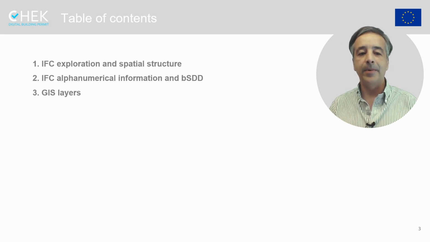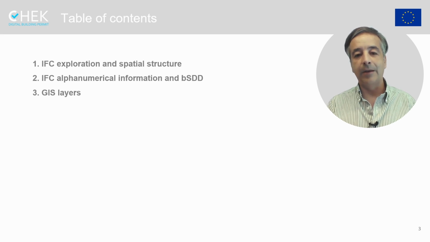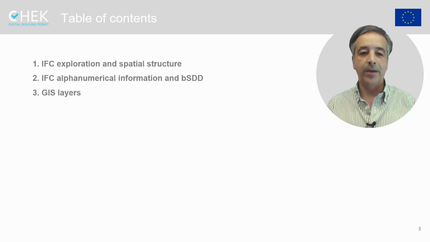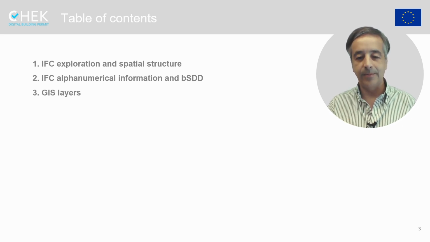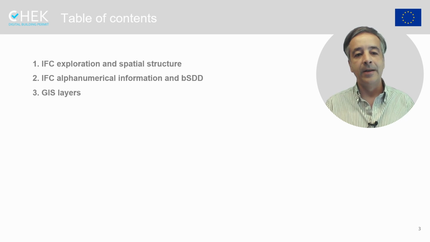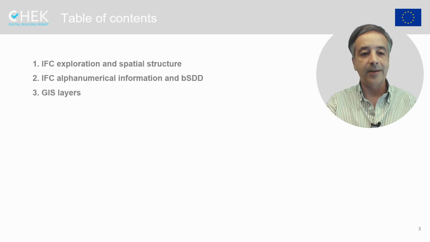Then we are looking at the alphanumerical information that IFC encloses, and we are going to connect that with Building Smart Data Dictionary information that actually feeds the IFC with the knowledge of what it has to enclose in terms of alphanumerical information. And then we're going to speak a little bit about GIS layers.